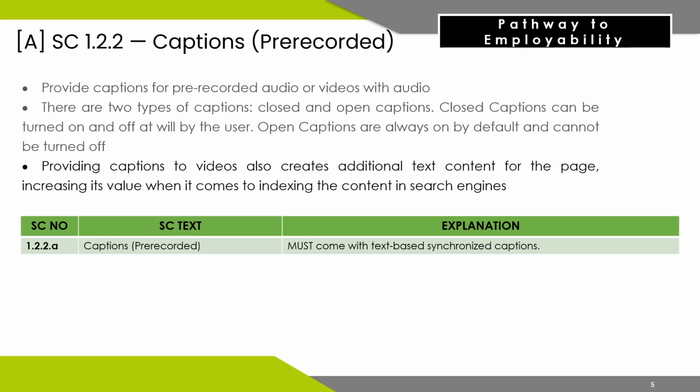The requirements for success criterion 1.2.2 Captions, pre-recorded, are: 1.2.2.a Captions, pre-recorded. Pre-recorded, web-based video files must come with text-based synchronized captions.